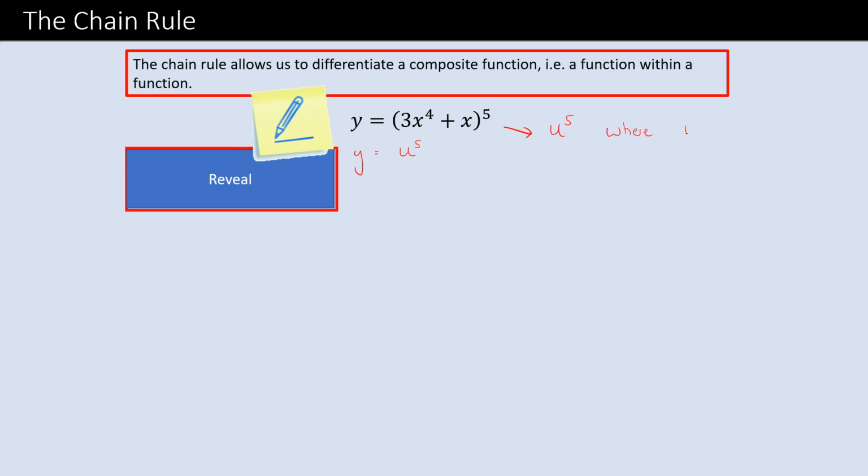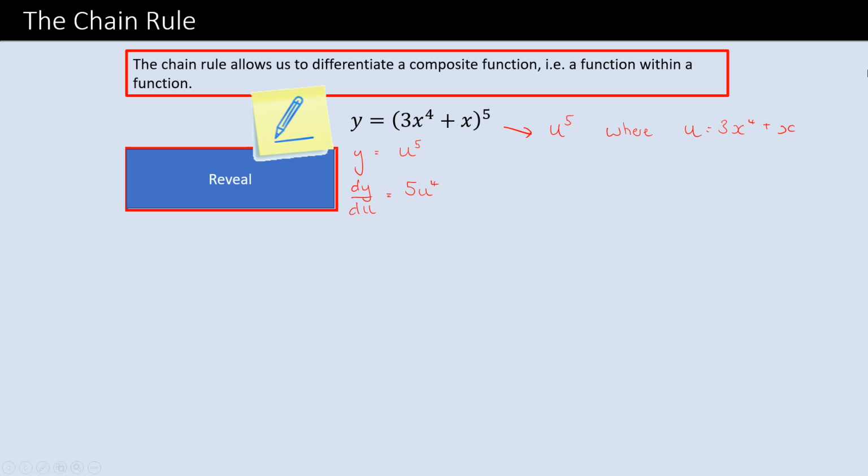Where u is equal to 3x to the power of 4 plus x, that bit was inside of the brackets. Now we're going to find dy by du. Well, that's just going to be 5u to the power of 4, just by differentiating normally.